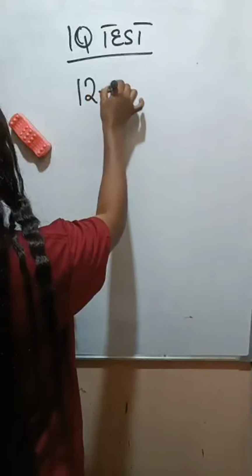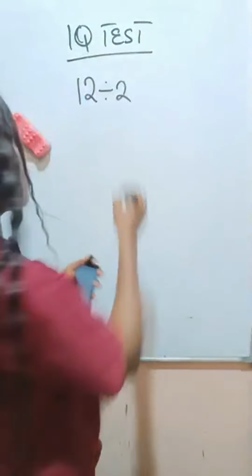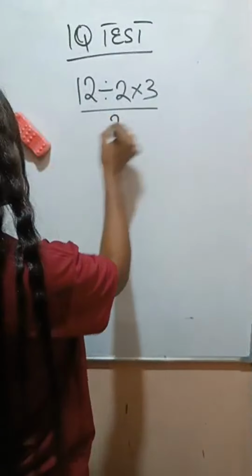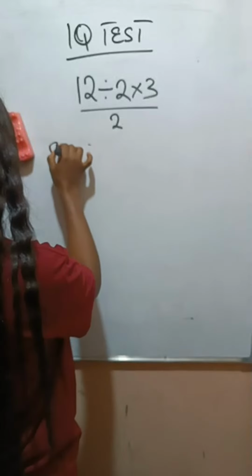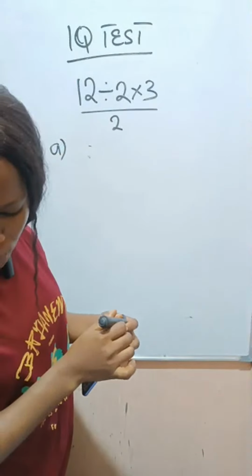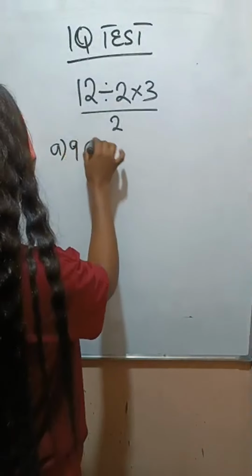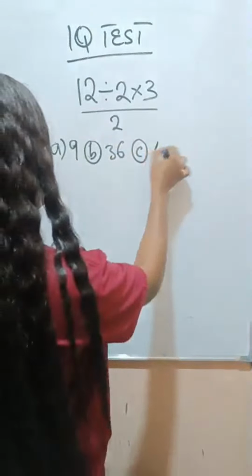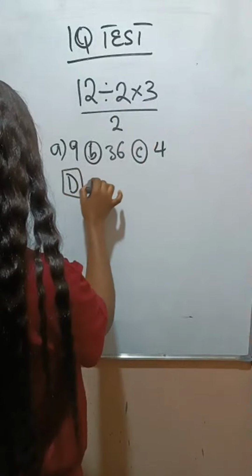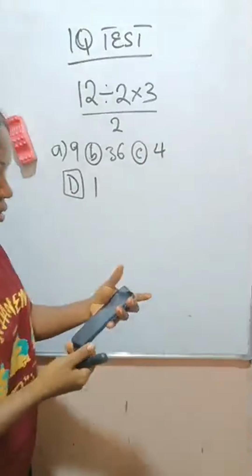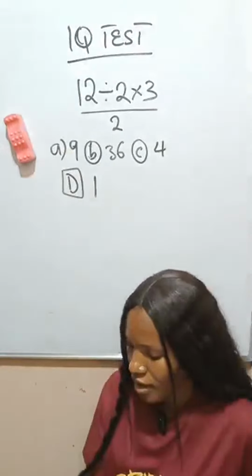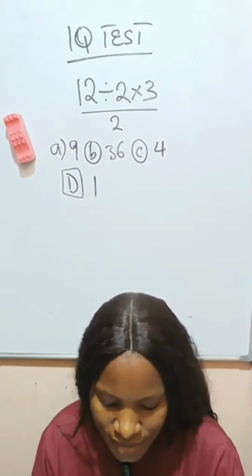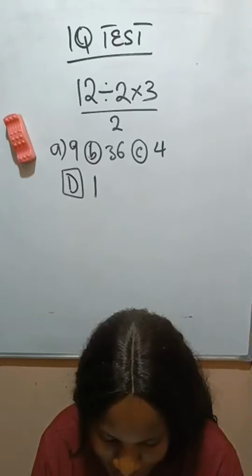Now, this is easy, but some students got it wrong. What do you think the answer to this is? I have option A, which is 9. Option B is 36. Option C is 4. And option D is 1. So what do you think the answer is? This is an IQ test, so take your time to look at it.